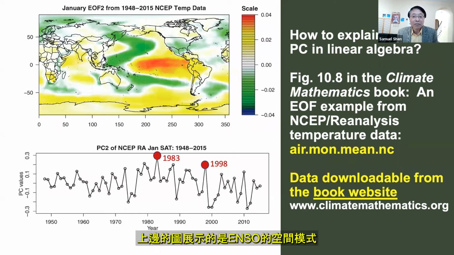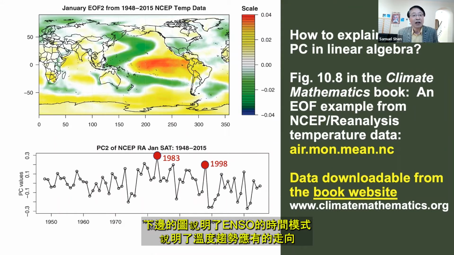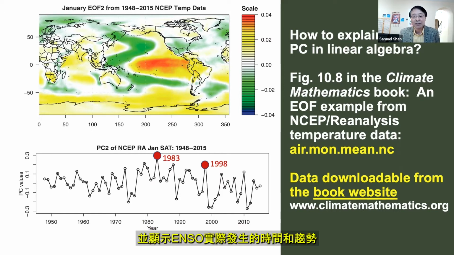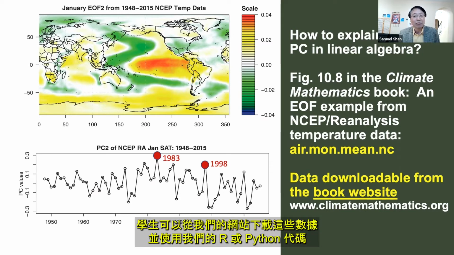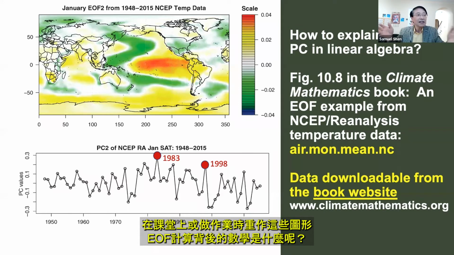The top frame is the second EOF and shows the spatial pattern of ENSO. The bottom frame is the second principal component. It shows the temporal pattern of ENSO. One pattern shows what ENSO looks like, and another shows when ENSO happens. Students can download this data from our book website, use our R or Python code, and reproduce the figure in class, right in the classroom where we teach, or when doing homework.